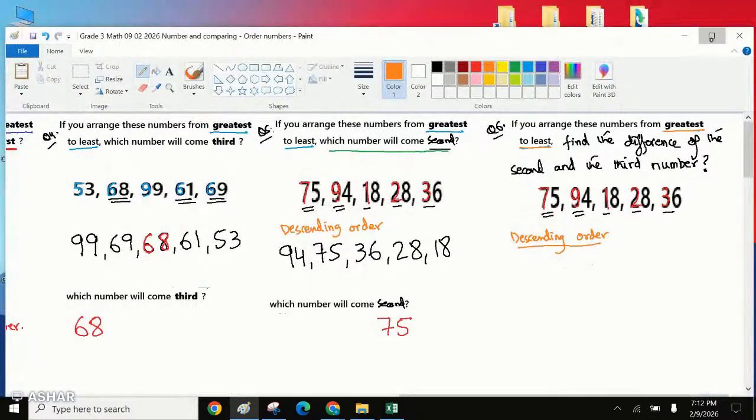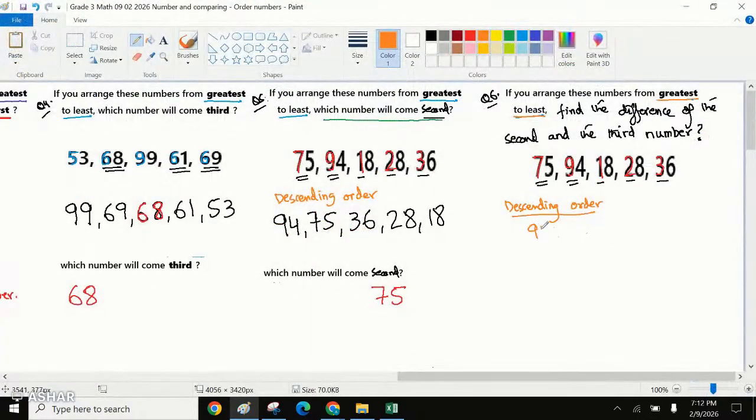So we know that the arrangement would be 94, 75, 36, 28, and 18. The question is asking us, find the difference of the second and the third number. That means we need to find the difference between 75 and 36. Agreed? So what is the difference between 75 and 36? Yes, Job?